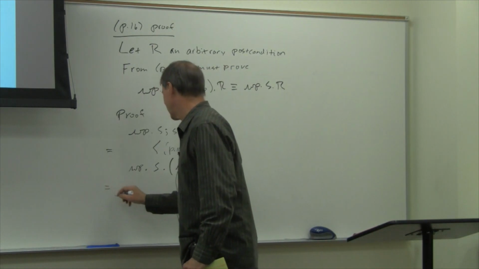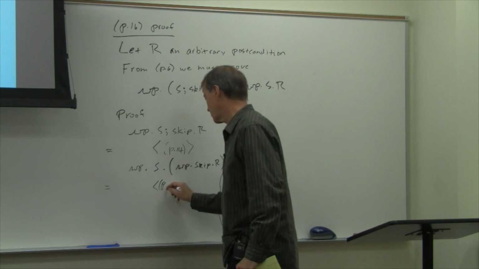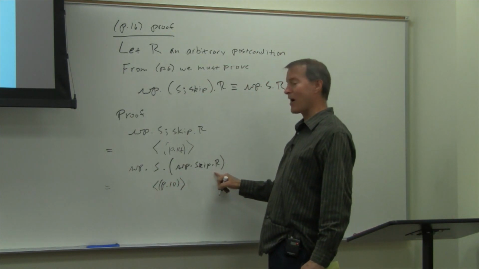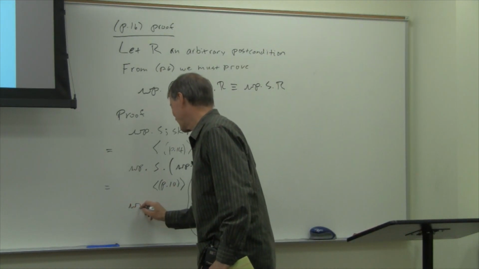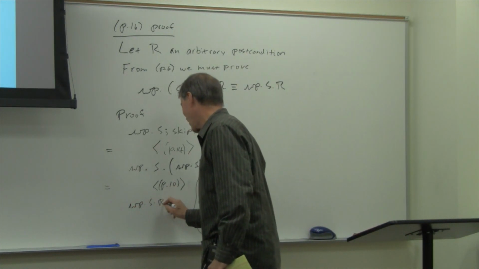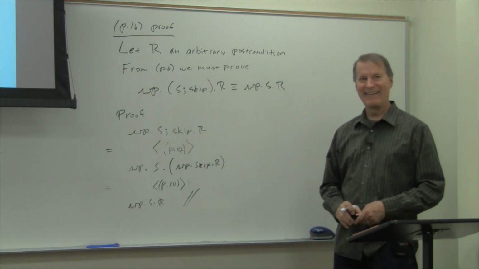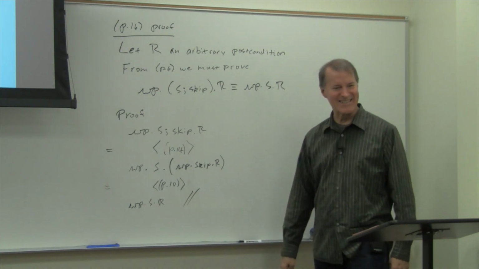Equals, by what? P.10. Because we already know what the weakest precondition of skip dot R is. It's R. So this equals WP dot S dot R. Boom, boom. There you go, sports fans.